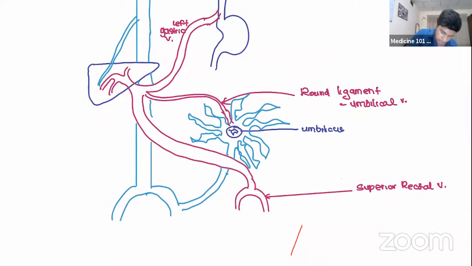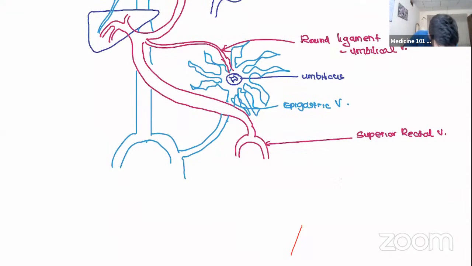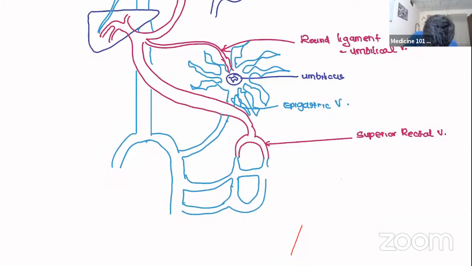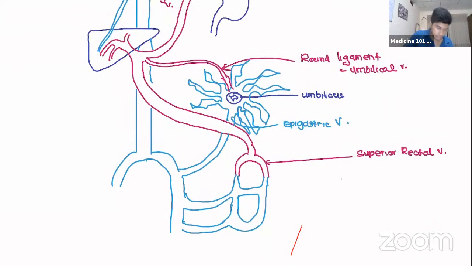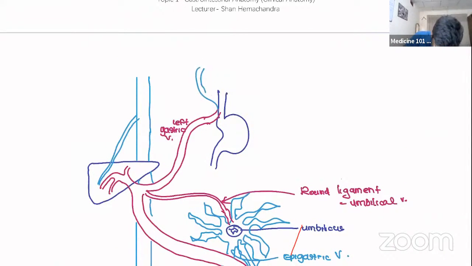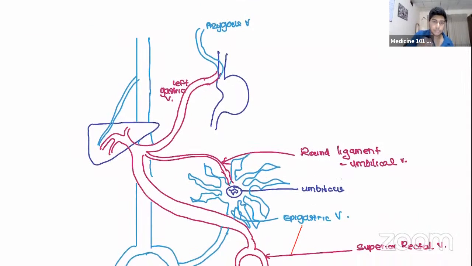Just draw this. This is called the epigastric vein. Okay, let's label these vessels. Oh, one more. This is the azygous vein. So when it comes to the esophagus, we have the azygous vein, which is from the systemic circulation, and the left gastric vein from the portal system.